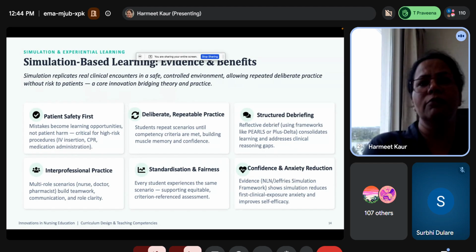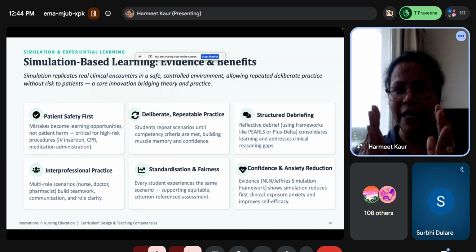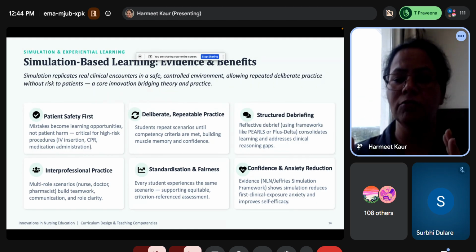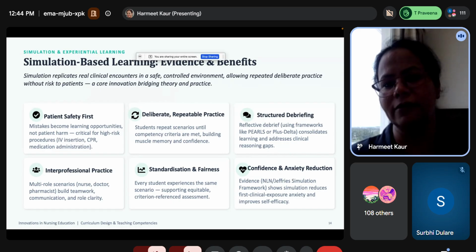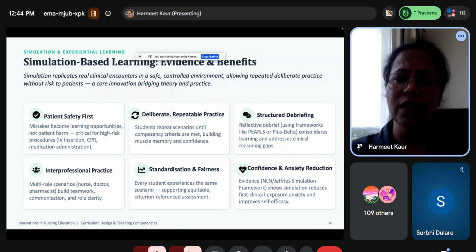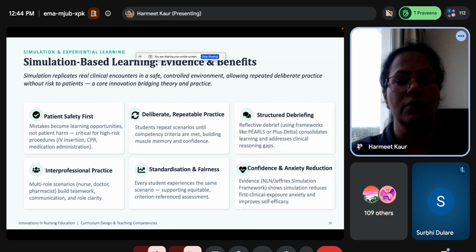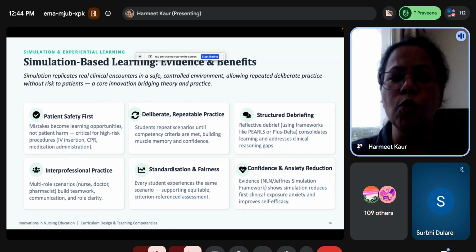Teaching is very important, but actually how to practice that is very difficult. And that gap between theory and practice, how can we bridge that? This is very, very important. Why is it important? The first thing is patient safety first. The patient safety is foremost.